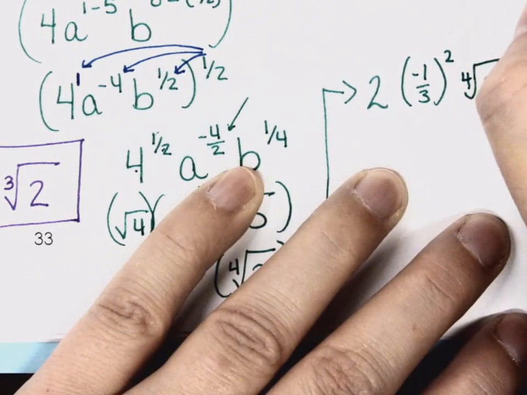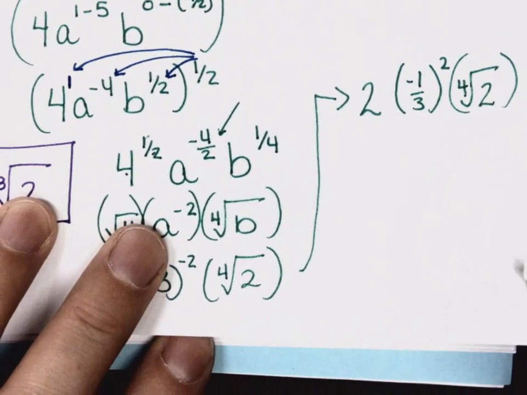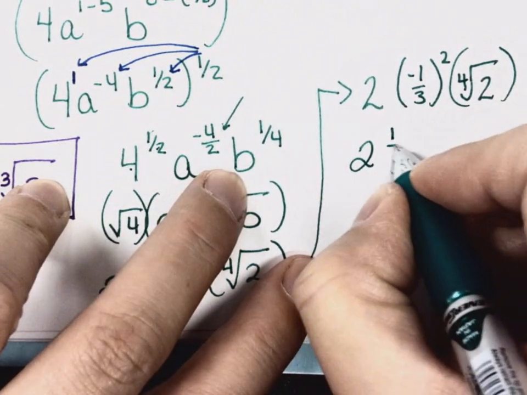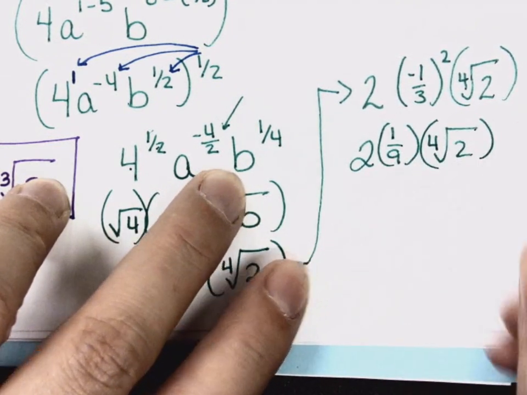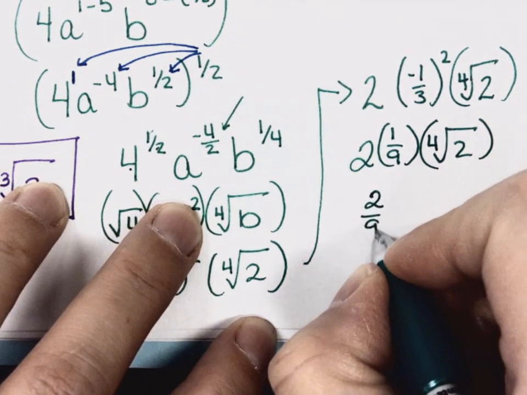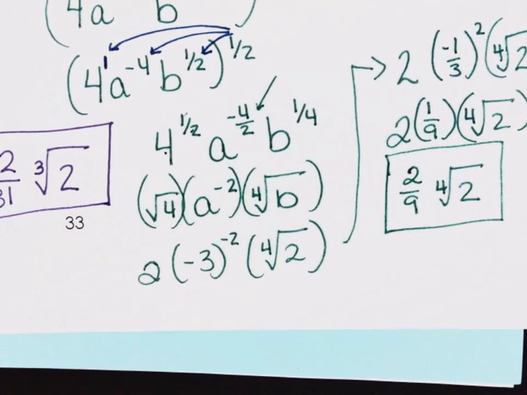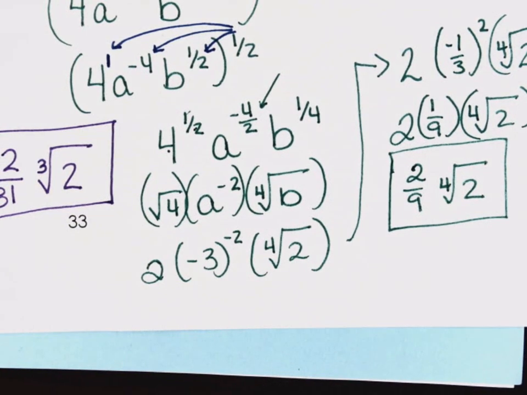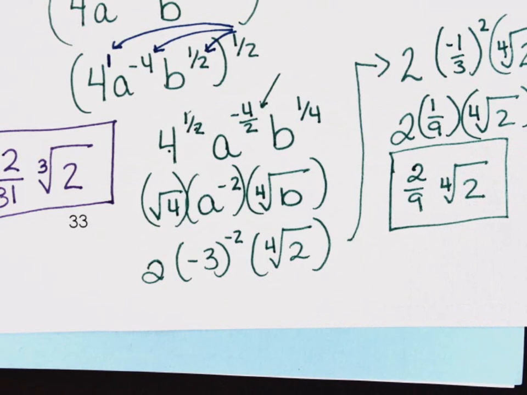And I'm going to have the 4th root of 2. And again, that's an index, not a coefficient. So I'm going to have 2 times 1/9 to the 4th root of 2. And we know that the 4th root of 2 is going to be an irrational number. So we're going to have 2/9 to the 4th root of 2. And that's going to be my final answer. So at no point did I have to reach for my calculator. These are really nice numbers that we can work with. And leaving it in fraction and radical form makes things a lot simpler.